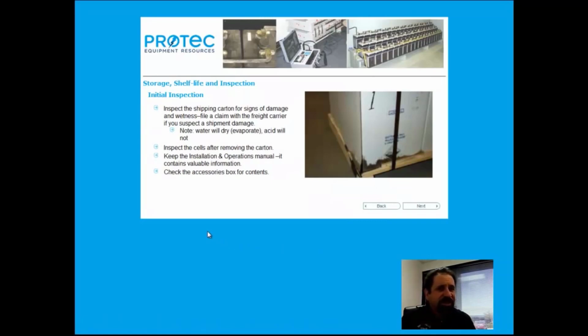Your initial inspections. Inspect the shipping carton for signs of damage and wetness. File a claim with the freight carrier if you suspect shipment damage. Note: water will dry, it will evaporate, acid will not. Inspect the cells after removing from the carton. Keep the installation and operation manuals. It contains valuable information. Check the accessory box for its contents.